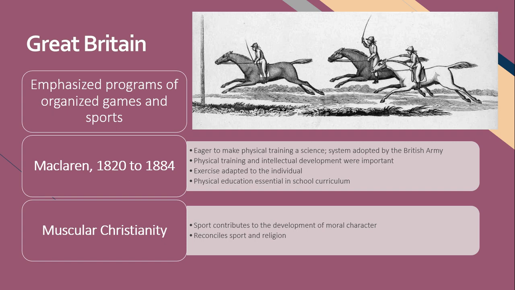Great Britain during the early 1800s took a different approach to physical education. While other European countries stressed organized programs of gymnastics, Great Britain emphasized programs of organized games and sports. Sports have a long, rich heritage in Great Britain. Swimming, rowing, archery, riding, hockey, tennis, golf, football, soccer, and cricket were played prior to the 1800s.